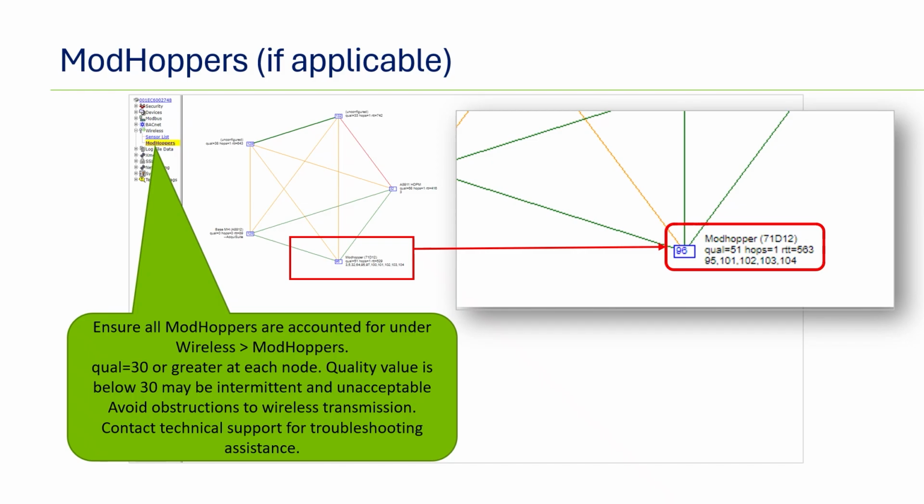If ModHopper wireless transceivers are being used, ensure all ModHoppers are accounted for under Wireless ModHoppers. As a rule, a link quality of 30 or greater at each node is required for reliable operation. If the quality value is below 30, logging of metering data at that node may be intermittent and unacceptable. ModHoppers installed near lots of metal, thick concrete, or too close to other radios, including other ModHoppers, may result in poor signal quality. If possible, move the ModHopper to avoid any obstructions. Contact technical support for assistance in troubleshooting poor link quality.